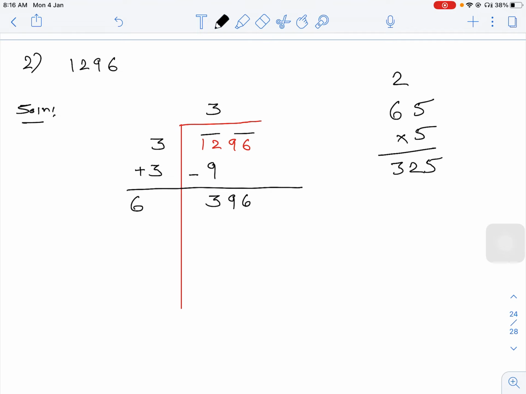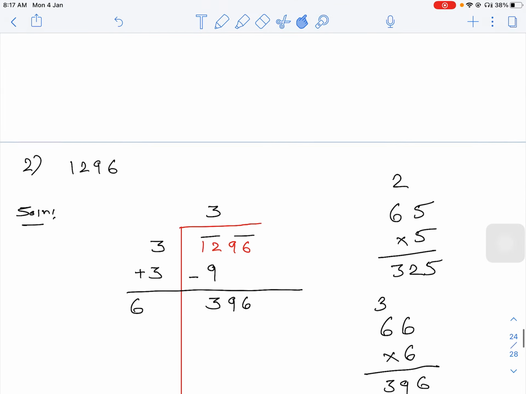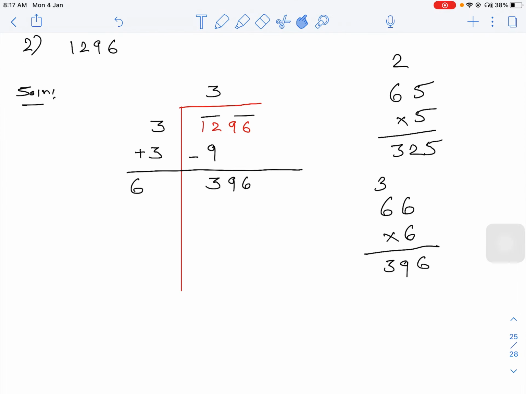So now we will consider 6 as our number. If we write 6 in front of that 6, we have to multiply it by 6 only. Now let us see the multiplication. So 6 6s are 36. Again 6 6s are 36 plus 3, 39. So now what number are we getting? We are getting a number which is exactly equal to this.